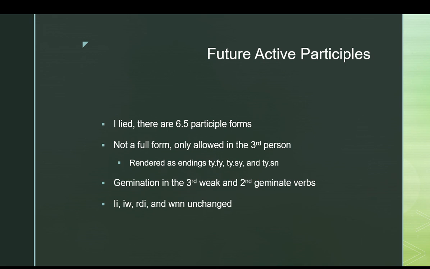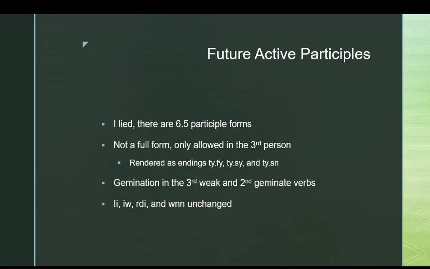There are 6.5 forms of the participle. This is not a full form. It is only allowed in the third person, so third singular and plural. There are forms for the masculine and feminine singular, as well as a gender-neutral plural. The fully written out ending is t-fi in the masculine, t-c in the feminine, and t-sen in the plural. But the y's are not always written. They regularly get skipped. Sometimes they'll write one y, but not the other, and sometimes they'll write none of them.